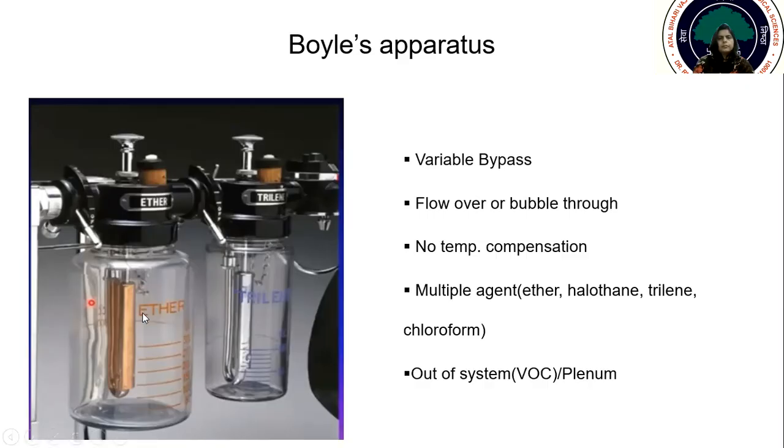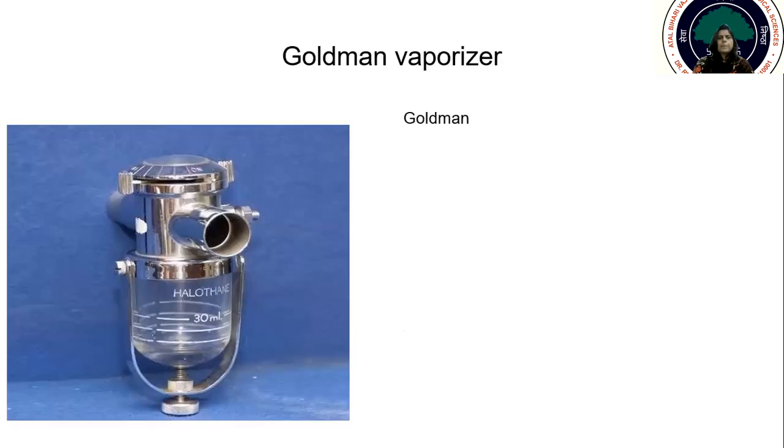And why flow over and bubble through? Once this plunger is not fully depressed, it acts as flow over. And if it is fully depressed, you can see a cowl, the gas passes and reaches inside the vaporizing liquid, and then the method of vaporization changes to bubble through type.